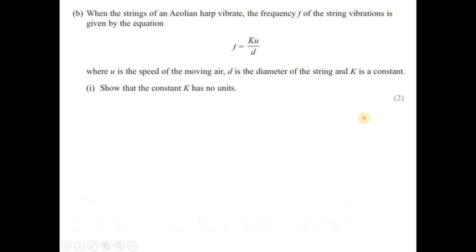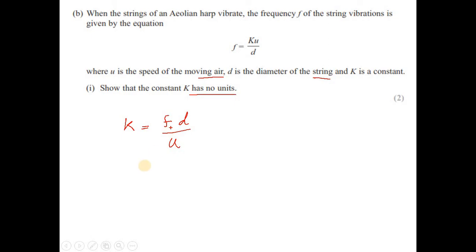When the string of an aeolian harp vibrates, the frequency f of the string vibration is given by the equation f is equal to ku by d, where u is the speed of moving air, d is the diameter of the string, and k is a constant. Show that constant k has no unit. So if you need to figure out the unit of k, first you make k the subject of the equation. So k would be equal to f d upon u.